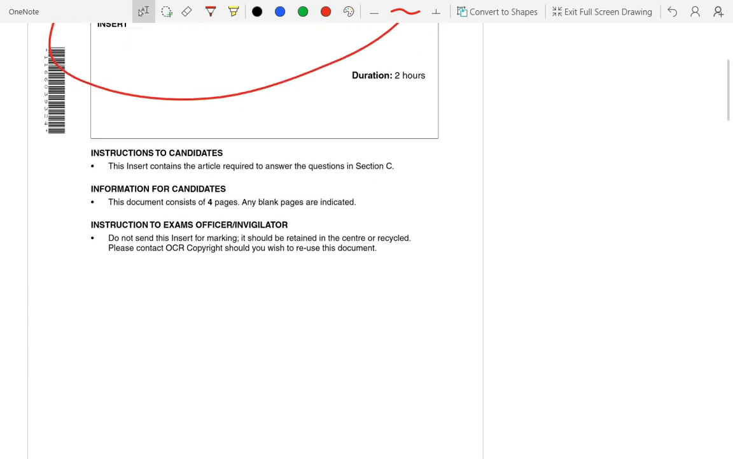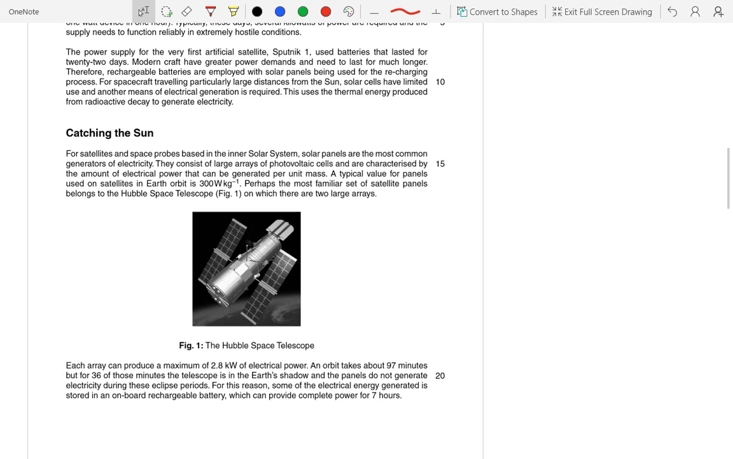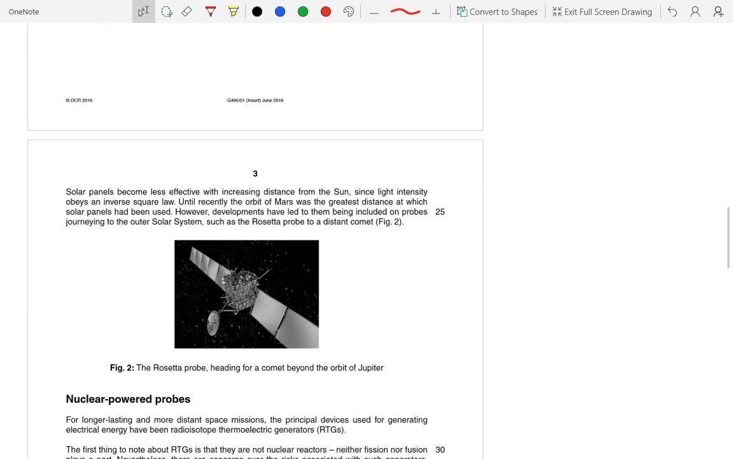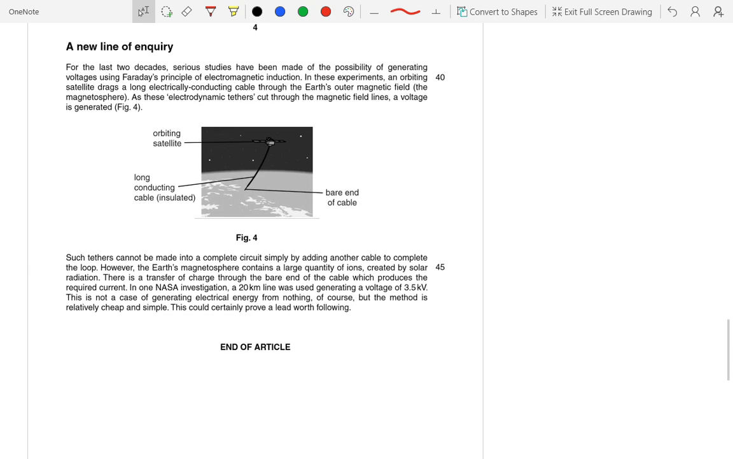So if we go to the first page, we see what the topic's about. If we just have a little scan through, we've got electricity for spacecraft, solar panels, nuclear power, and there's then a kind of little summary at the end which seems to have Faraday's principle over here, which means it's going to have a little bit of the electromagnetism stuff at the end as well.